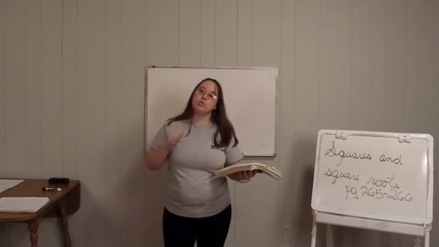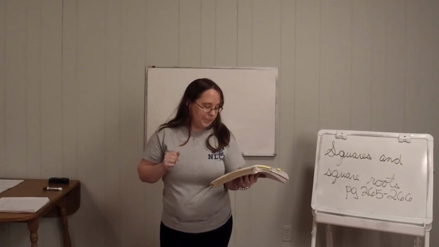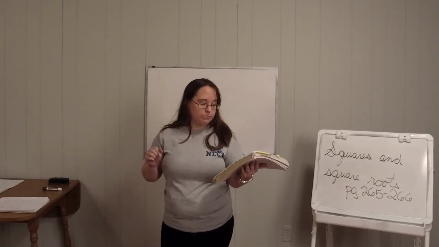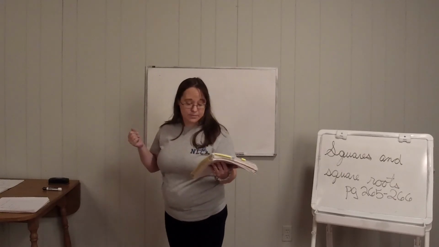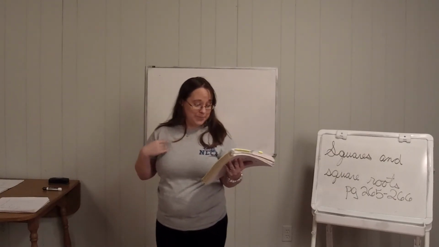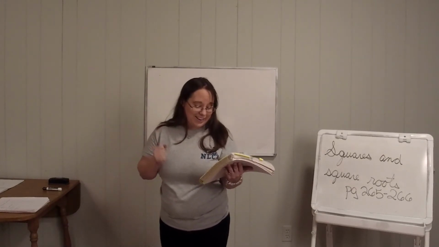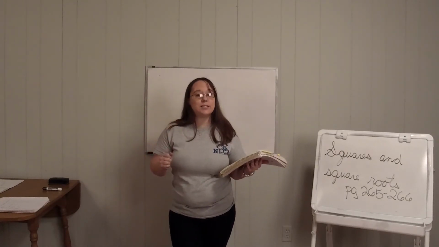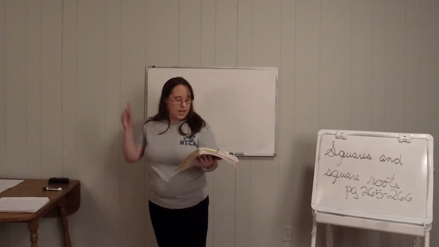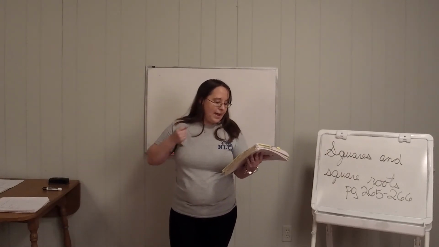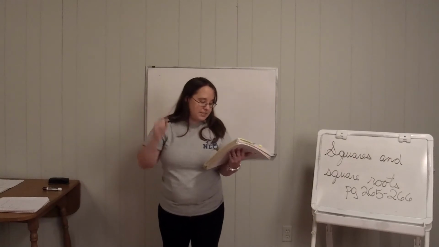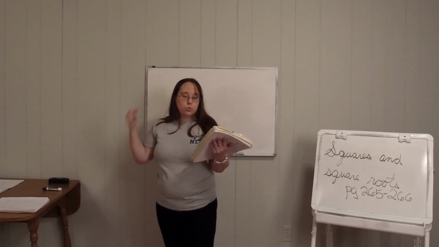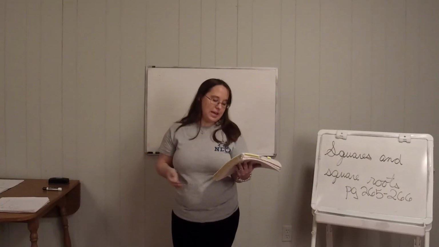1. 2 times 2 is 4. 3 times 3 is 9. 4 times 4 is 16. E, 5 times 5 is 25. F, 6 times 6 is 36. 7 times 7. 8 times 8. 9 times 9. 10 times 10. 11 times 11. 12 times 12. That's all 2 is saying.